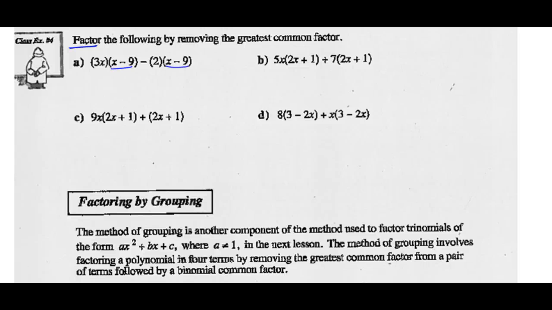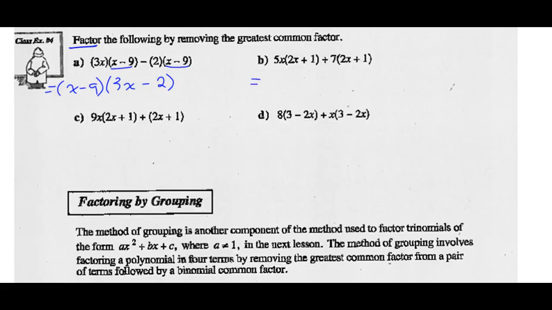So I'm going to factor out that binomial of x minus 9. And factoring out means I'm going to divide. So 3x times x minus 9 divided by x minus 9 just leaves me with 3x. And negative 2 times x minus 9 divided by x minus 9 just leaves me with a negative 2. And that's factored now. I factored out the common binomial factor of x minus 9. I'm left with 3x minus 2.